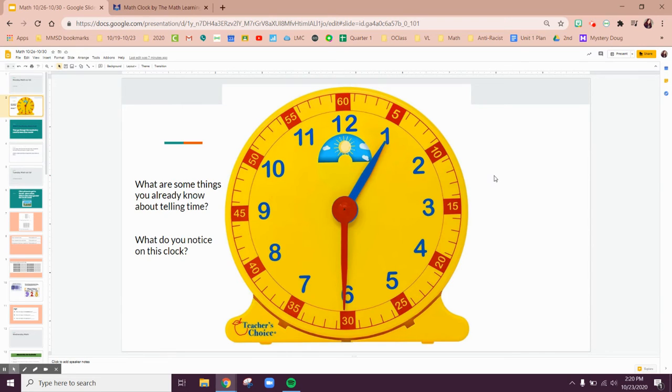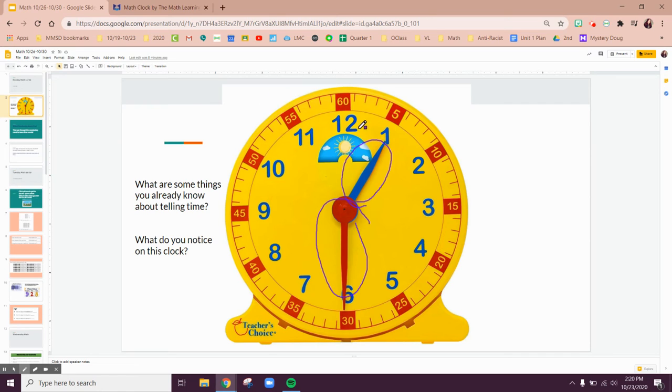So we know some things about time already. What we're going to think about is what do we notice about this clock right here? Hmm, this clock is pretty interesting, right? You might have a clock like this at your house, or you might not. You might just have a digital clock. Some things I notice about this clock is that there is a blue hand and a red hand. So we have a blue hand right here and then a red hand. I notice that the blue hand's shorter than the red hand.